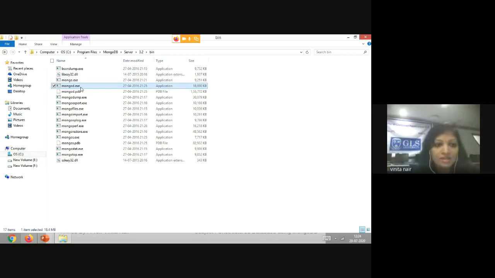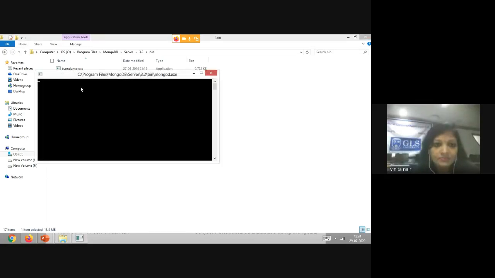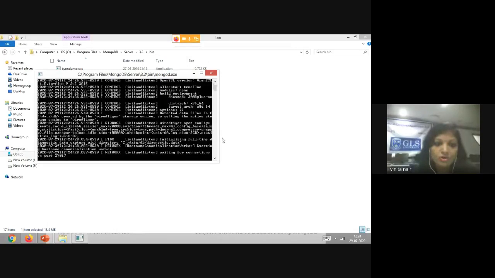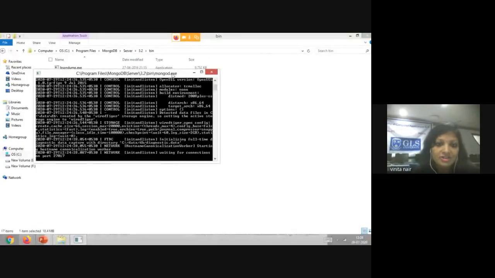One is the MongoDB exe. And see, the installation is also very quick and very easy. So if it is any machine, iOS machine, Mac machine, Windows or your Ubuntu, anywhere you can easily install MongoDB. See, now MongoDB.exe is your server.